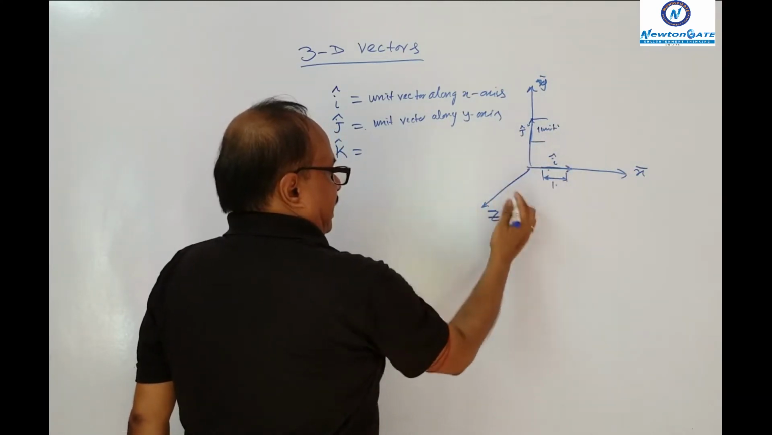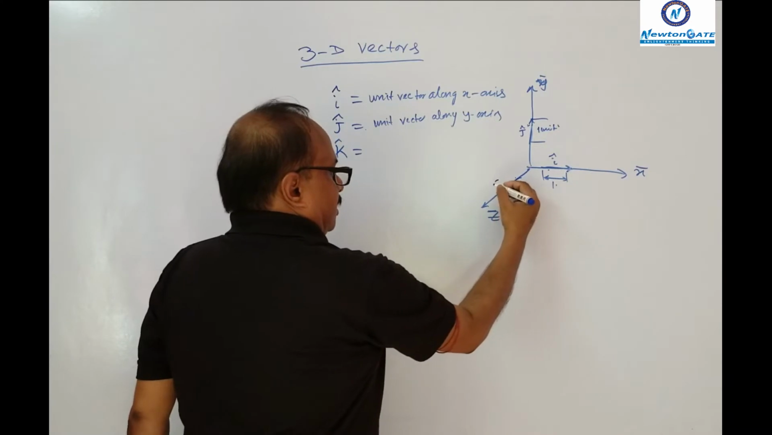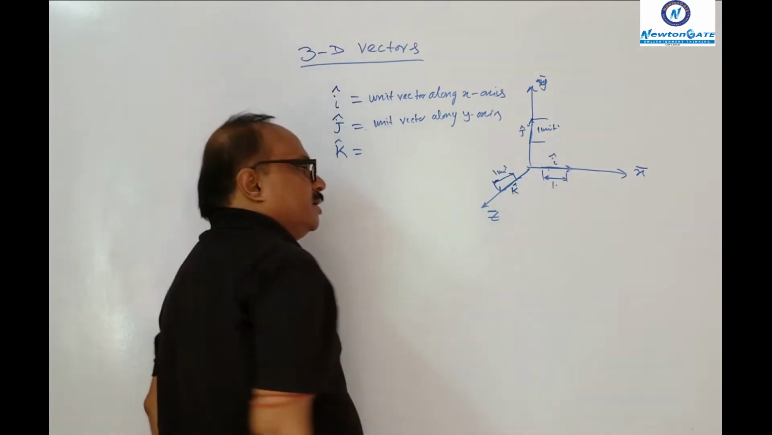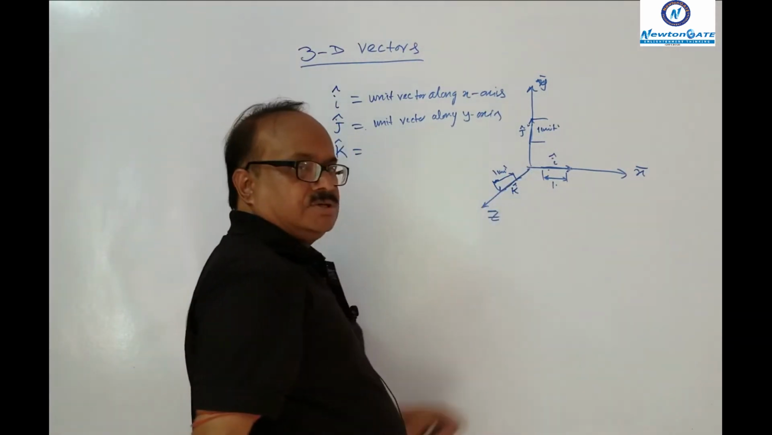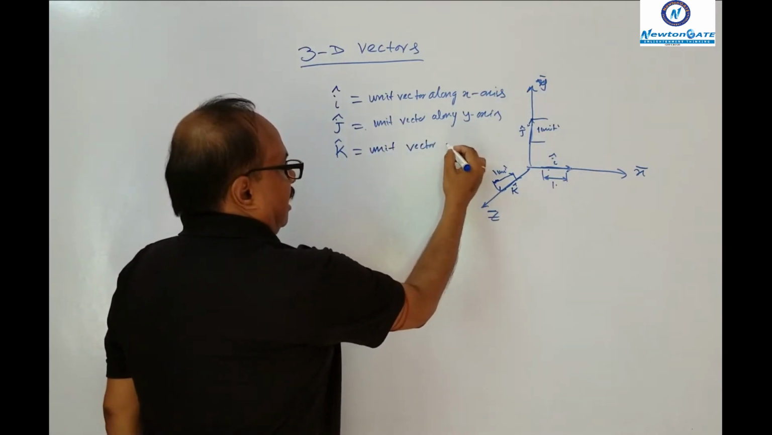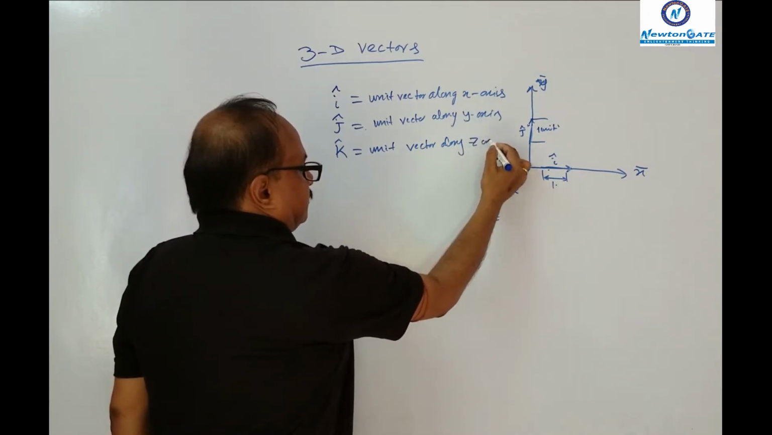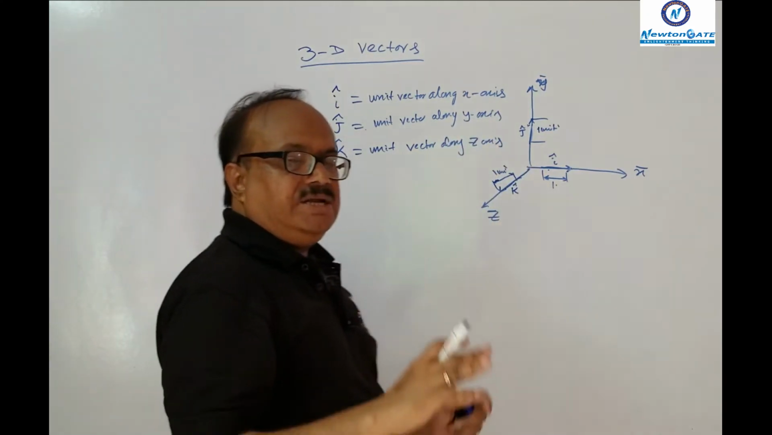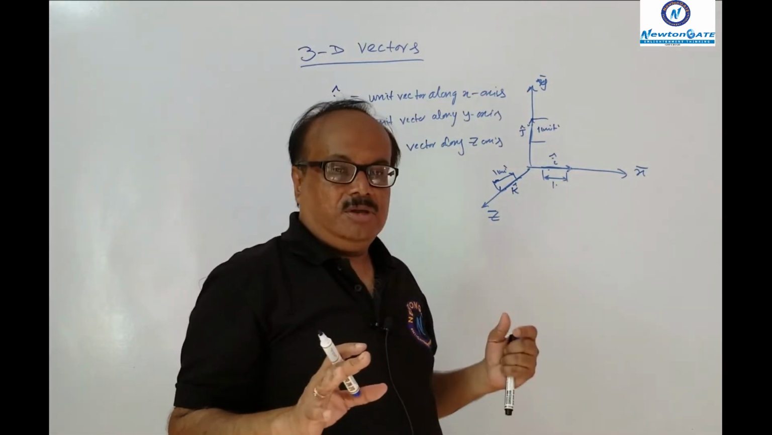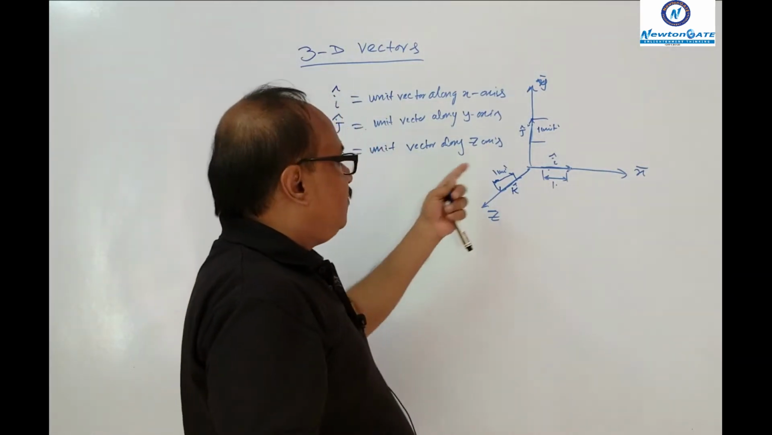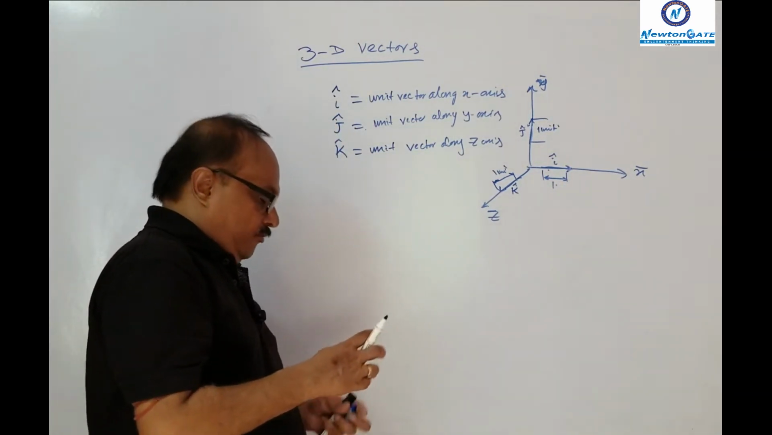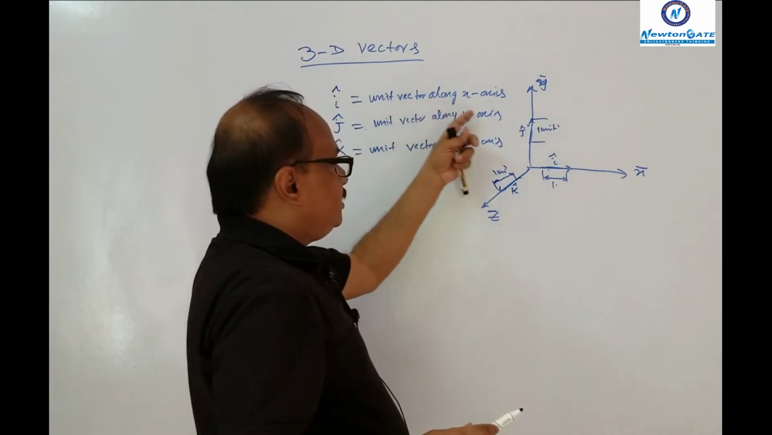What is k cap? This is also a vector of one unit, with a magnitude of one unit along the z-axis. That is a unit vector along the z-axis. So any vector in this world, three dimensionally, not four dimensional, I'm talking about three-dimensional vectors, can be expressed with the help of i cap, j cap, and k cap. So these are unit vectors, that is over.